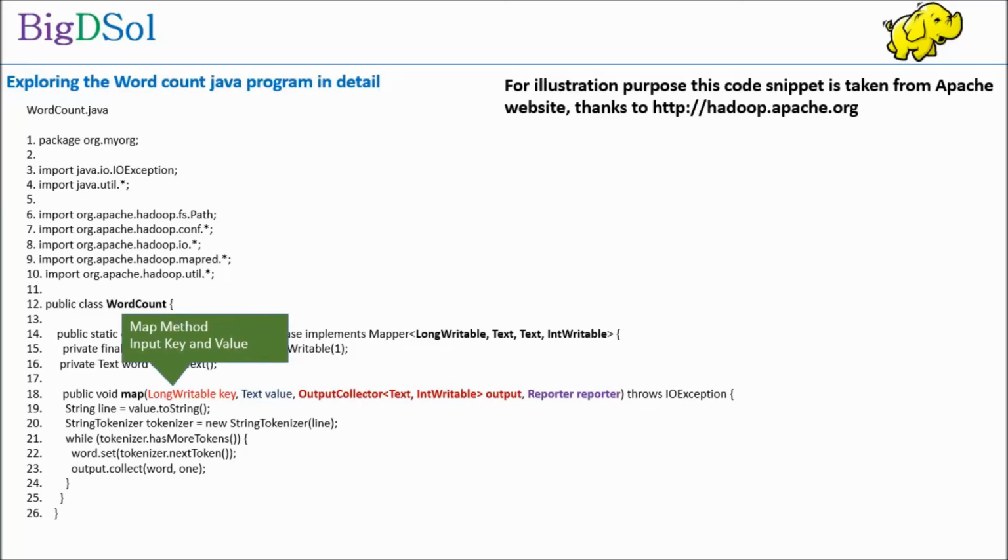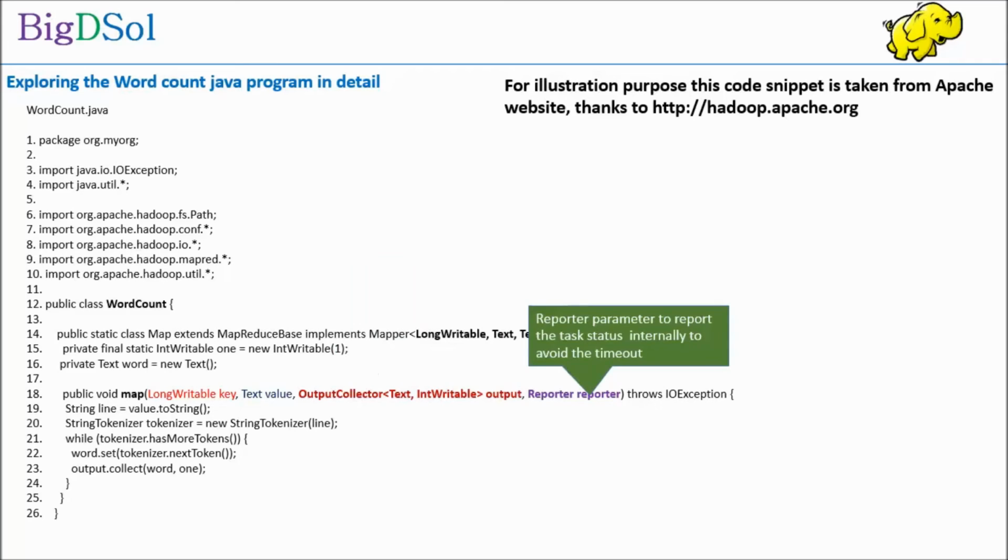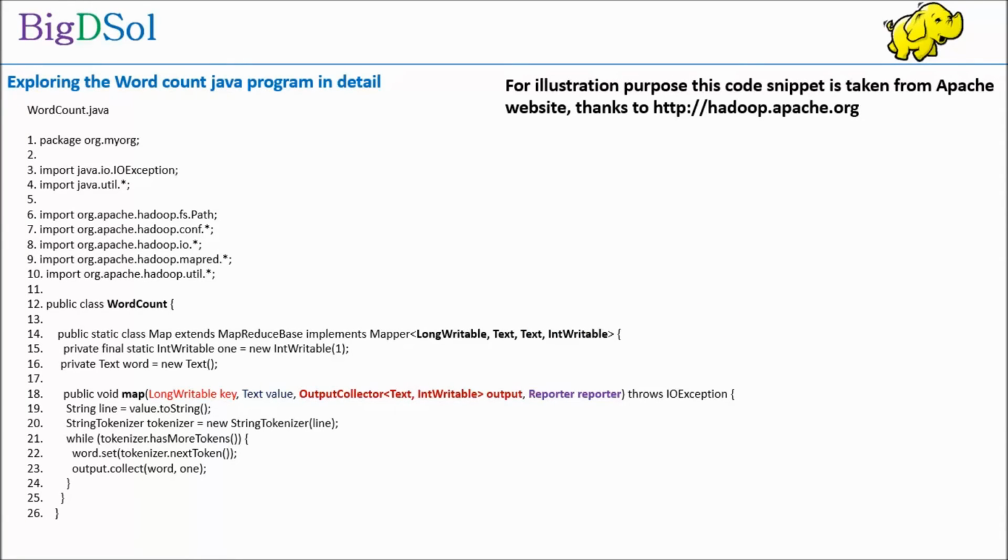The first and second parameters refer to the data type of the input key and value to the mapper. The third parameter is the output collector, which does the job of taking the output data either from the mapper or reducer. With the output collector, we need to specify the data types of the output key and value from the mapper. The fourth parameter, the reporter, is used to report the task status internally in the Hadoop environment to avoid timeouts.